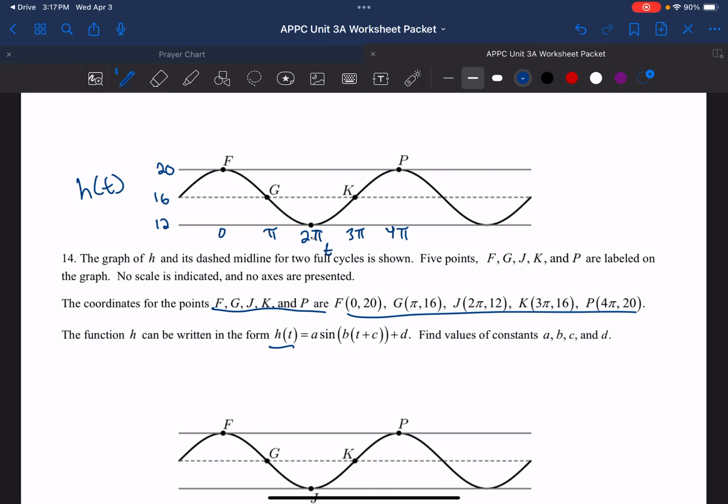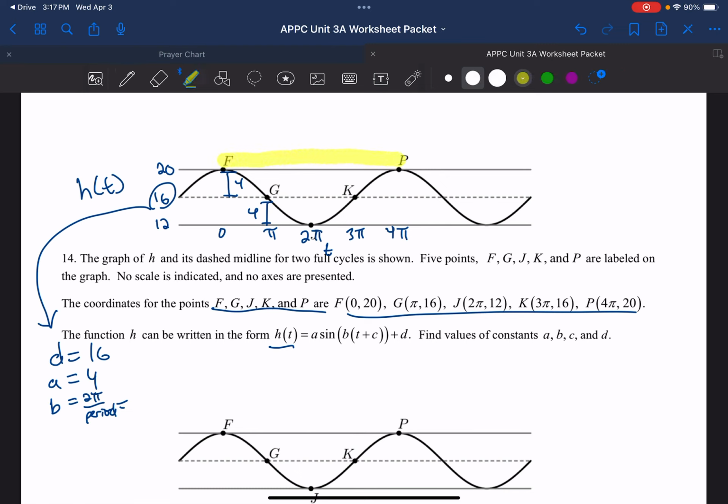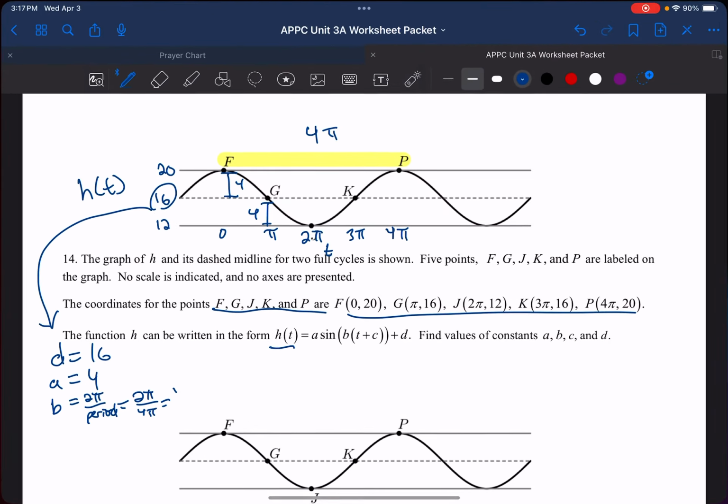So, remember the order I like to think of it in is DAB. I'm going to find D, A, and B first. So my D is just my midline. My midline is right here, so my midline is at 16. My amplitude is the distance between my midline and the max or min, which is 4, either way you go. And then b is 2 pi over my period. In this case, my period from max to max is 4 pi. So 2 pi over 4 pi, which simplifies to 1/2.